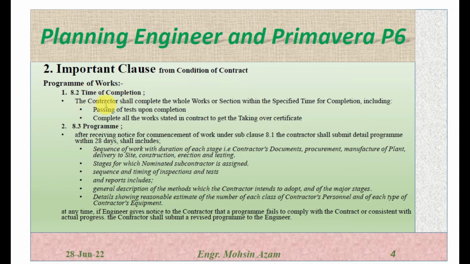What is written here? The contractor shall complete the whole work or section within the specified time for completion, including passing of the tests and completion of all the work stated in the contract, to get the taking over certificate. So it's written here that the contractor should complete all the scope of work within the allocated time written in the contract, complete all the testing also, and get the taking over certificate. So completion of the project means getting the taking over certificate.